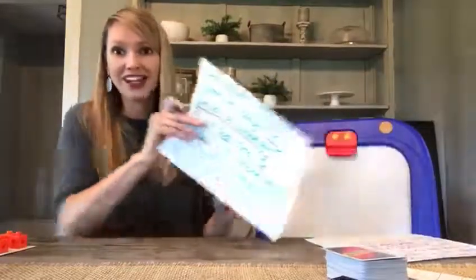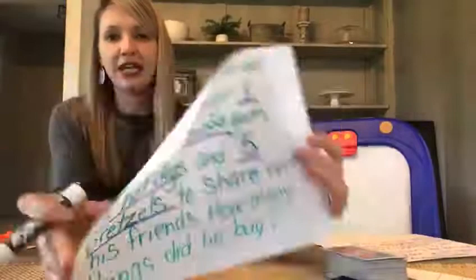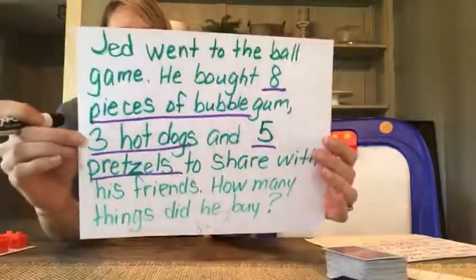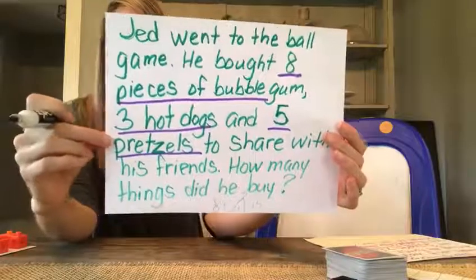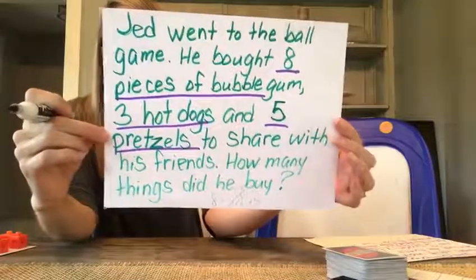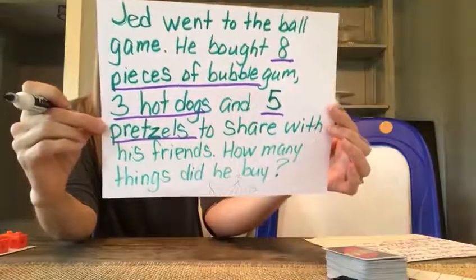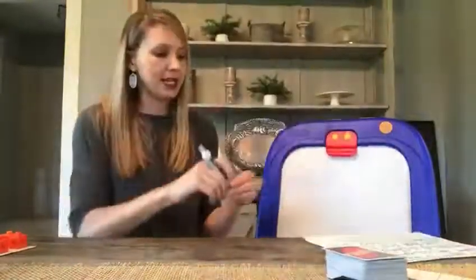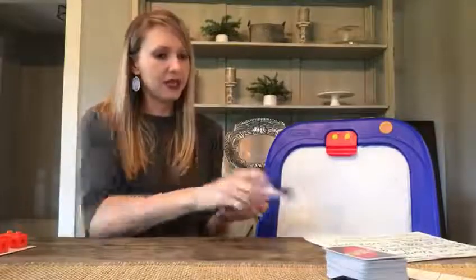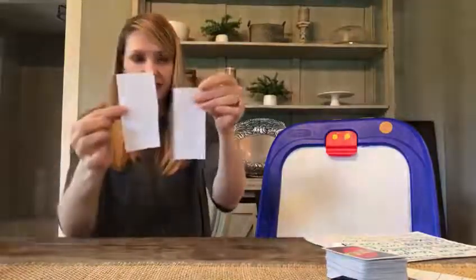All right, let's try another one. This one's about Jed. Jed went to the ball game. He bought 8 pieces of bubble gum, 3 hot dogs, and 5 pretzels to share with his friends. How many things did he buy? All right, so let's start out with our tens frames again.